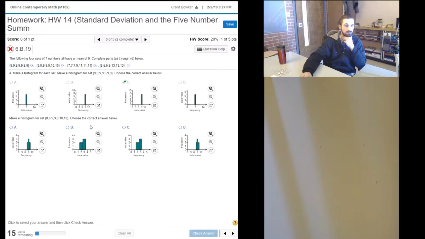Make a histogram for this one. We have 2 8s, 3 9s, and 2 10s. So we have a data value of 8 showing up twice, 9 showing up 3 times, and 10 showing up twice. So that would correspond to this histogram. Recognize we have 8 showing up twice, 9 showing up 3 times, and 10 showing up twice.